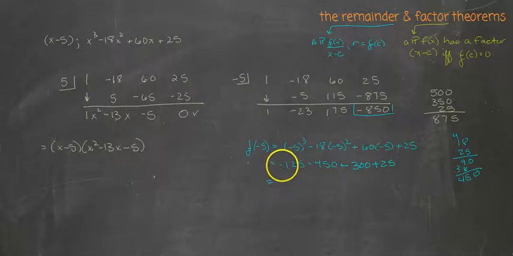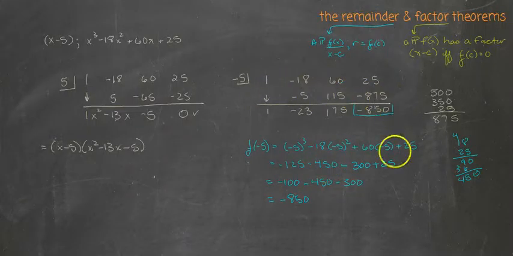Let's add these all up. Well, negative 125 plus 25 is just negative 100, minus 450, minus 300. So now I have all negatives to work with. So 450, 550, 850, negative 850. And even though this was a little bit of work, it was way less work than doing all of this and having to do all of these calculations in here.